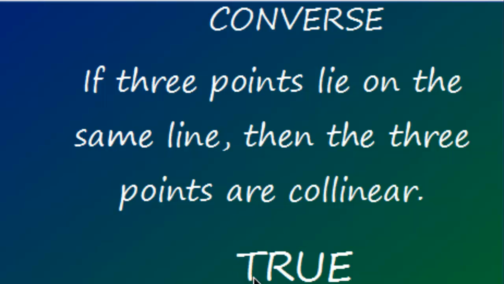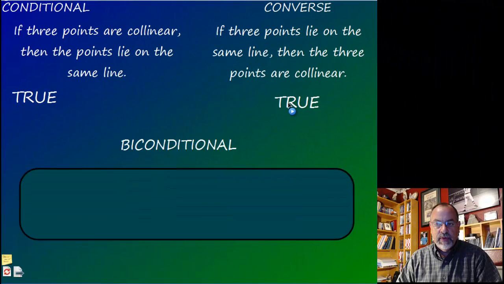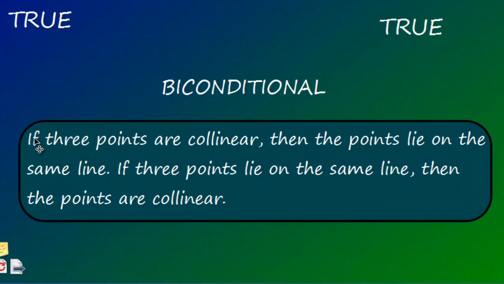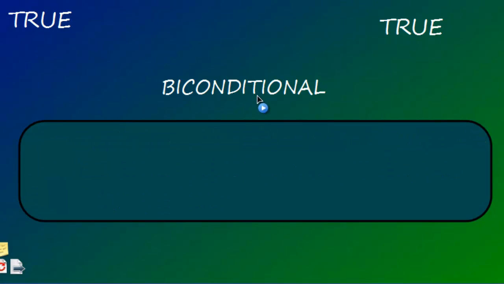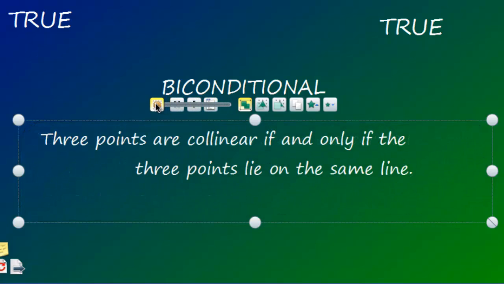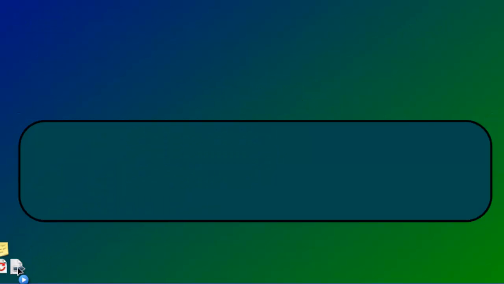So because both are true, we can take the next step and write the biconditional. And again, to write the biconditional, we're going to combine them, but in actuality we're going to take this first conditional, remove the word if, remove the comma and the word then, and fade those out, and in their place we're going to put if and only if. So 3 points are collinear if and only if the 3 points lie on the same line. So this is a biconditional.